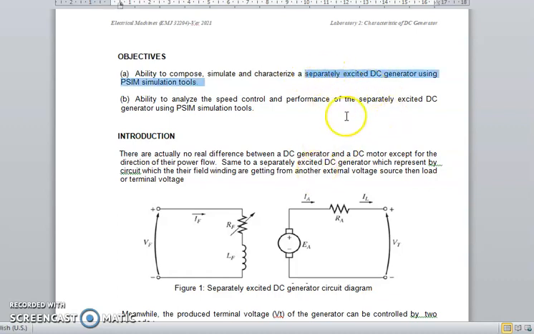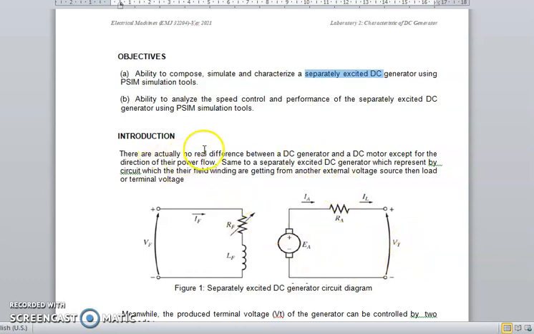So we have generators that are separately excited and DC shunt, but for this module we focus on the separately excited. It means that we have a field circuit with its own voltage source. Meanwhile, our armature circuit or the terminal circuit, which produces the voltage into the load, is from another source.